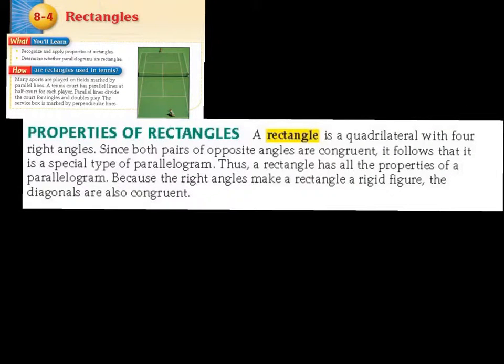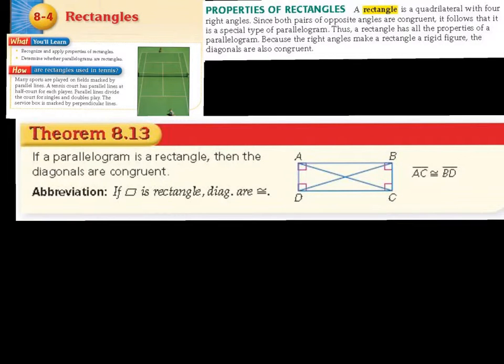A rectangle is a quadrilateral with 4 right angles. Since both pairs of opposite angles are congruent for any parallelogram, it follows that a rectangle is a special type of parallelogram. Thus, a rectangle has all the properties of a parallelogram. Because the right angles make a rectangle a rigid figure, the diagonals are also congruent. Theorem 8.13 states if a parallelogram is a rectangle, then its diagonals are congruent.